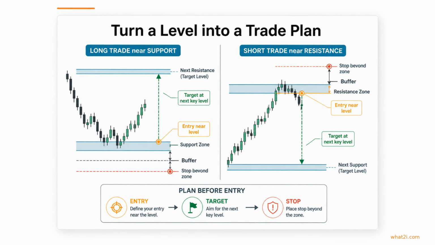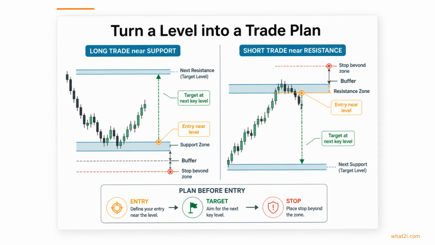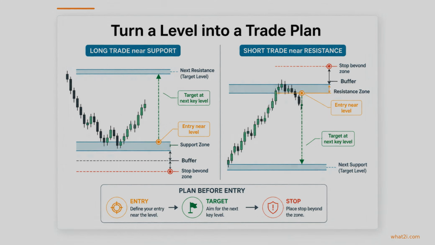Support and resistance are not just for identifying chart structure. They can also help organize a complete trade plan. If you are considering a long trade, support may help define a possible entry area. The next resistance level can help you estimate a realistic target. A stop can be placed just beyond the support zone with a reasonable buffer to allow for normal noise. The same logic works in reverse for a short trade near resistance. Used this way, chart levels help connect the idea, the risk, and the reward into one disciplined plan.